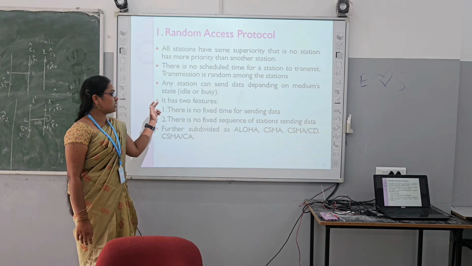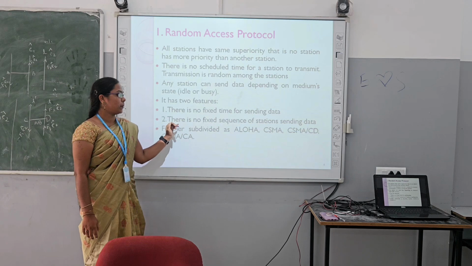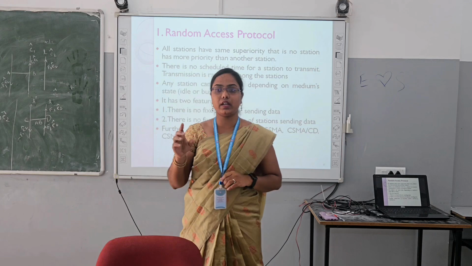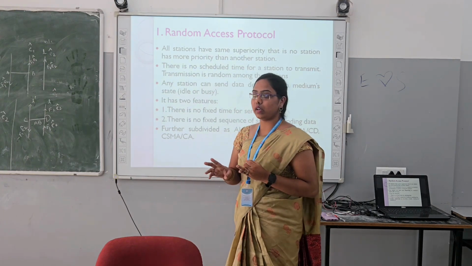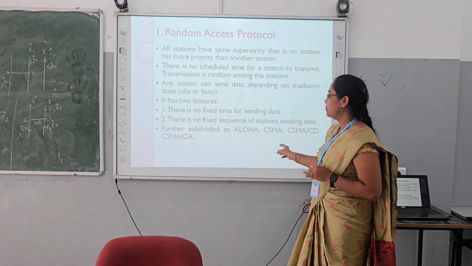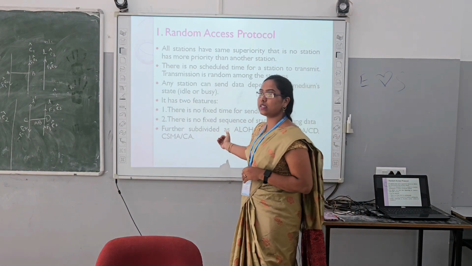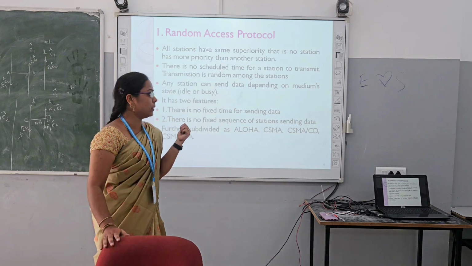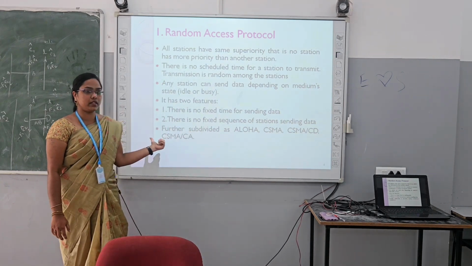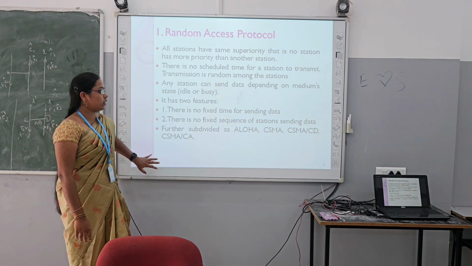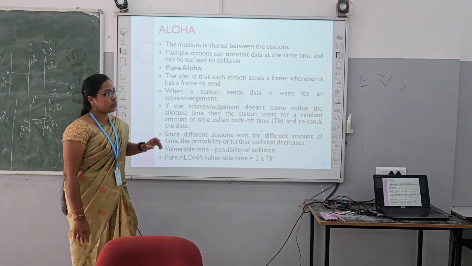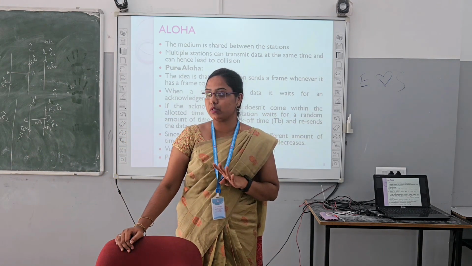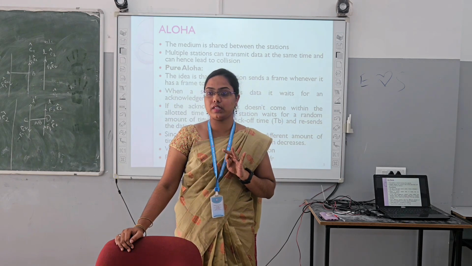Since that is the case, there is no fixed time and no fixed sequence of stations. We are not deciding the destination, right? So there is no fixed sequence and no timing. That is the case in random access. This is again subdivided into the four types you saw in the previous slide: Aloha, CSMA, CSMA/CD, CSMA/CA. If you are writing about random access protocol, you have to write the four subtypes also: Aloha, CSMA, CSMA/CD, CSMA/CA.